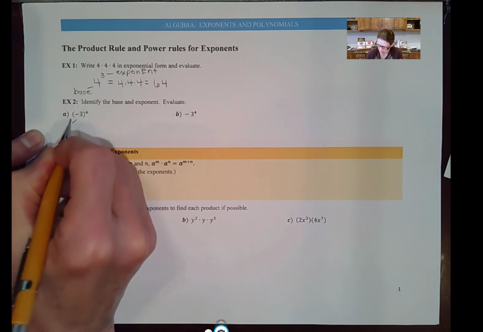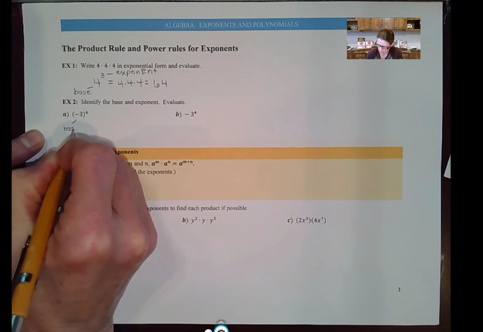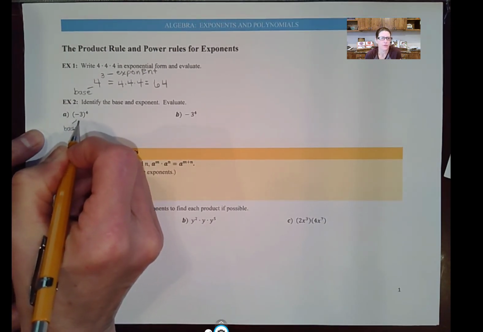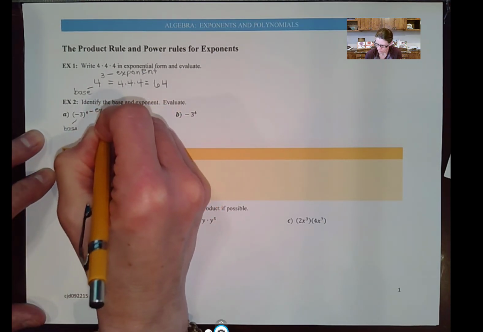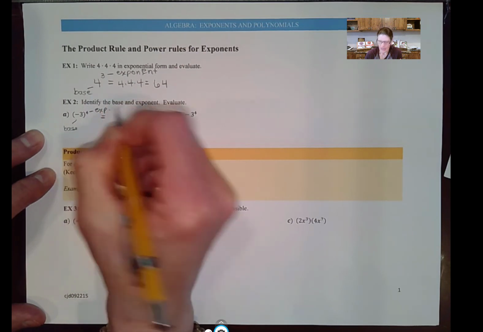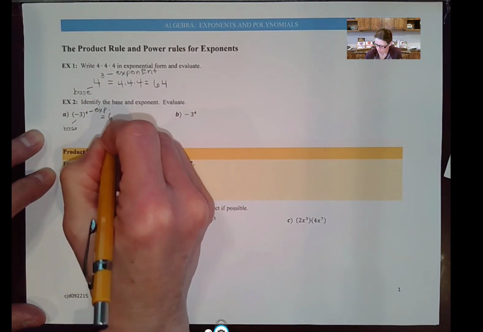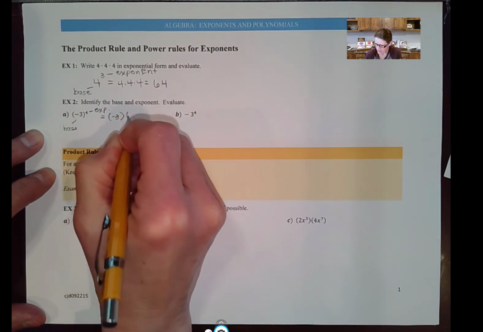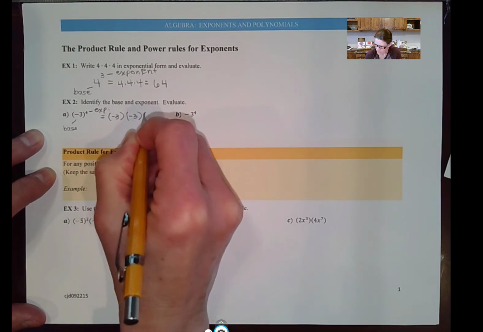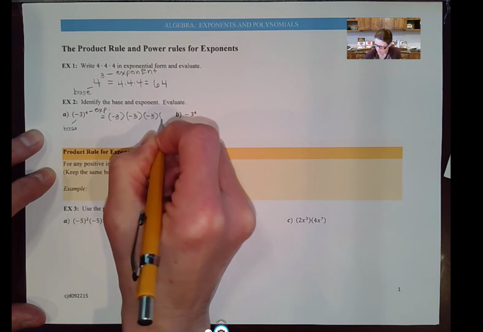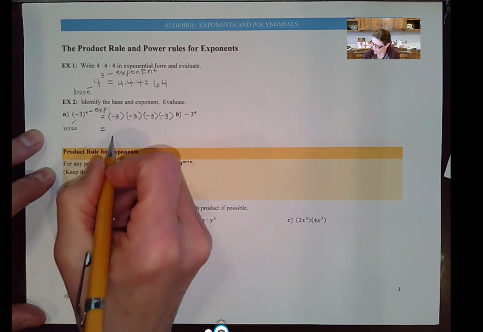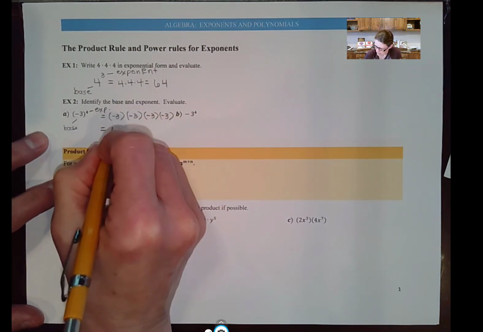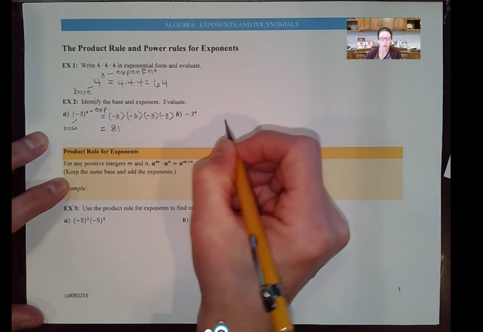In example 2, we will identify the base and the exponent, then we'll evaluate. In part A, the base is -3. Notice that the negative symbol and the 3 are both in parentheses, and the exponent is 4. Now as far as evaluating this, we want to multiply -3 times itself 4 times. So this is going to give a positive result, isn't it? It's going to give us a positive 81.